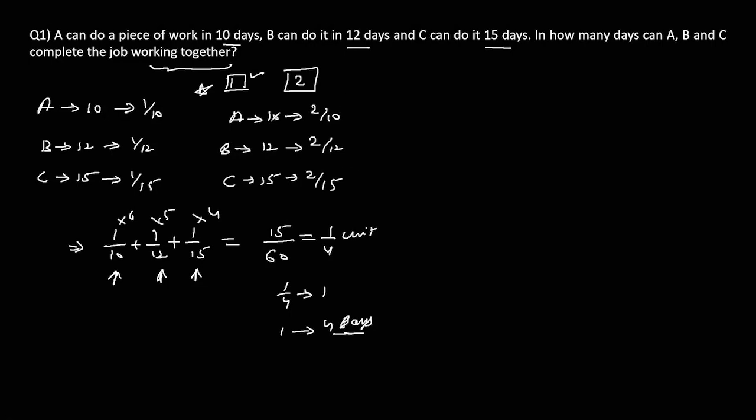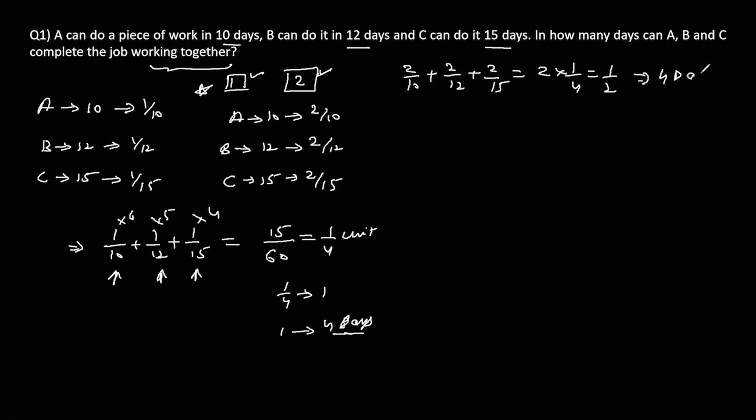Now, when you add all these values, you will get 1 day's work for all of them: 2/10, 2/12, and 2/15. When you add all of this, it will become 2 into 1/4, which is 1/2. Now, what is the question saying? It is saying half unit of work is done in 1 day. How many days will it take to finish off 2 units of work, right? So that will be nothing but 4 days.